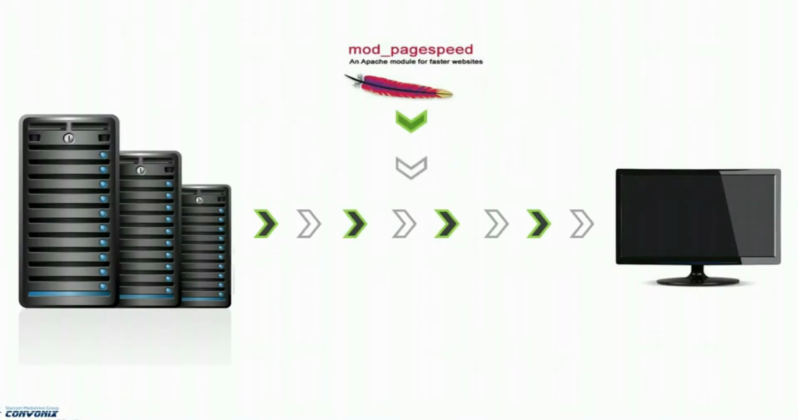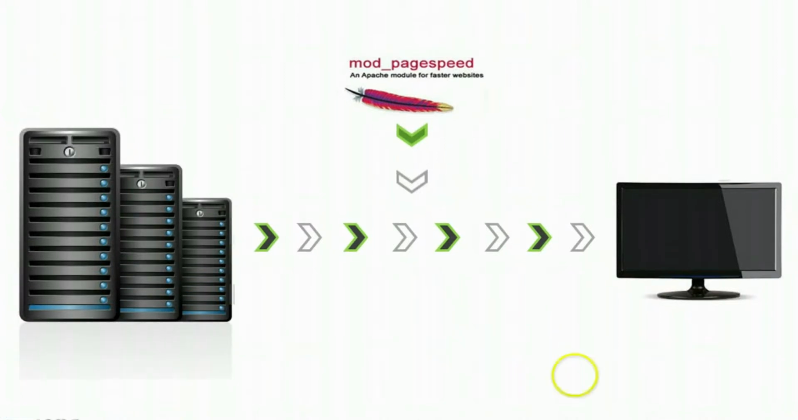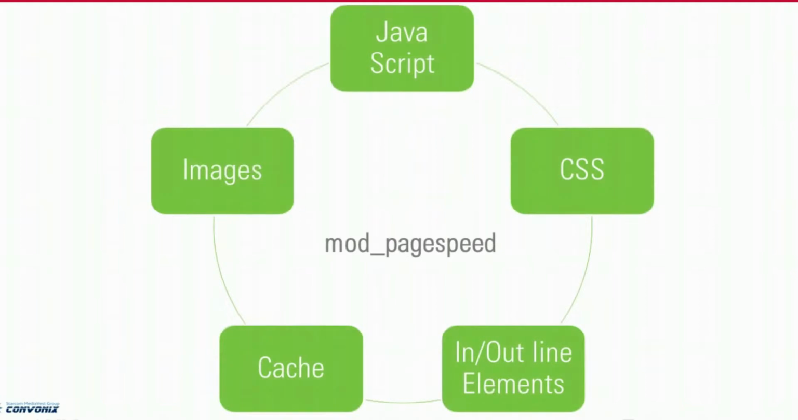Let's see what exactly Mod PageSpeed is. As mentioned by Subbu, Mod PageSpeed is an Apache module that sits right in between the client machine, which is your computer, and the server. It essentially optimizes the responses given by the server on the fly and delivers it to the client machine, that's your computer. It essentially acts on 5 major elements of a web page: the JavaScript, the styling elements, various inline and outline elements, and the browser's cache along with the images.